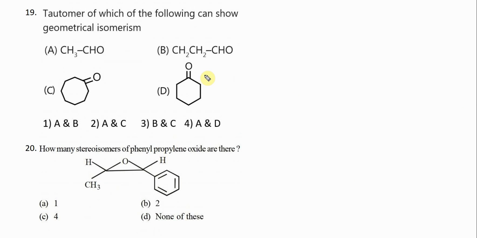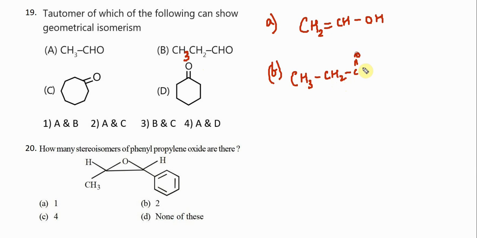Tautomer of which of the following can show geometrical isomerism? So you have to draw the tautomer and then check geometrical isomerism. Okay, let's draw the tautomer of all of them. It's good practice. So the tautomer of CH3CHO will be CH2 double bond CHOH. Try practicing it. Okay. B. I think this is CH3, CH2 cannot be there. CH3 CH2 C double bond H.